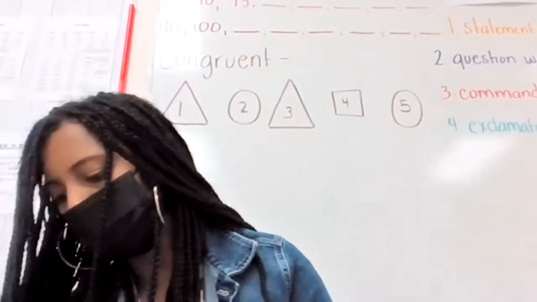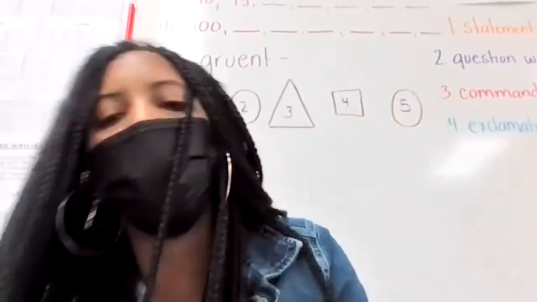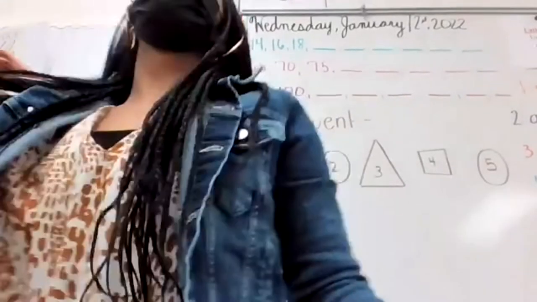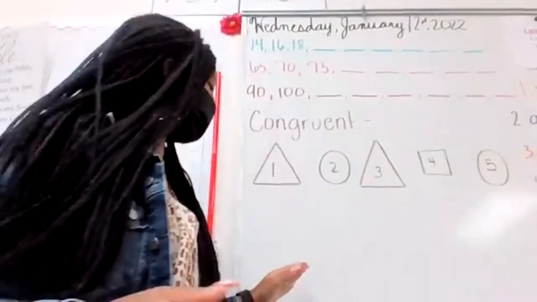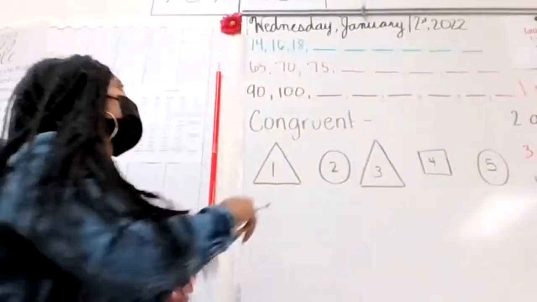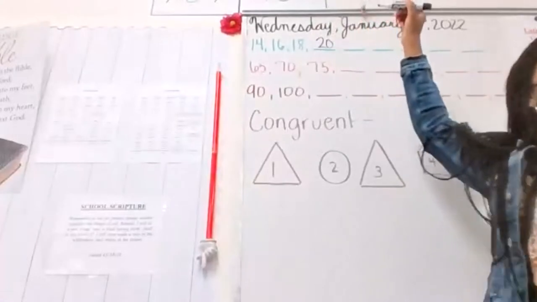All right, let's go over some number patterns on the board. So I'm counting by twos up here. I have 14, 16, 18. Where would I go from there? 14, 16, 18, 20. Keep going.